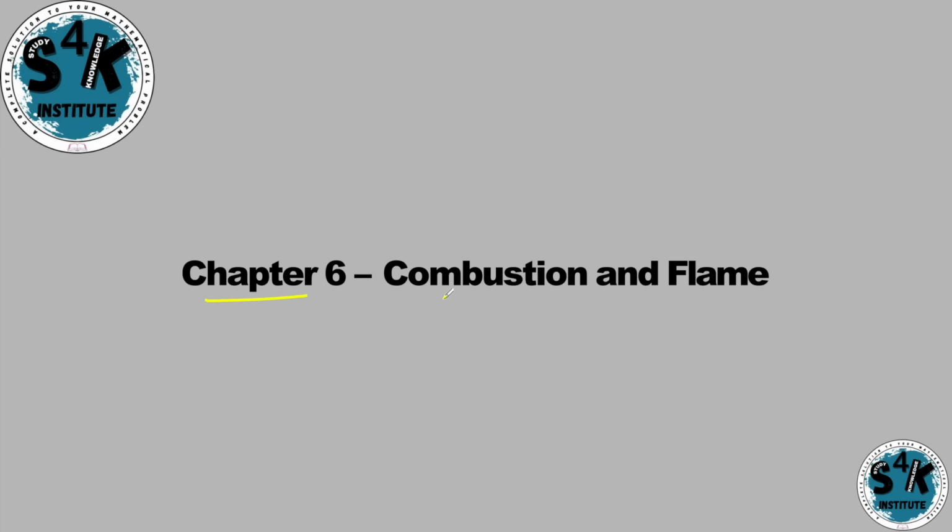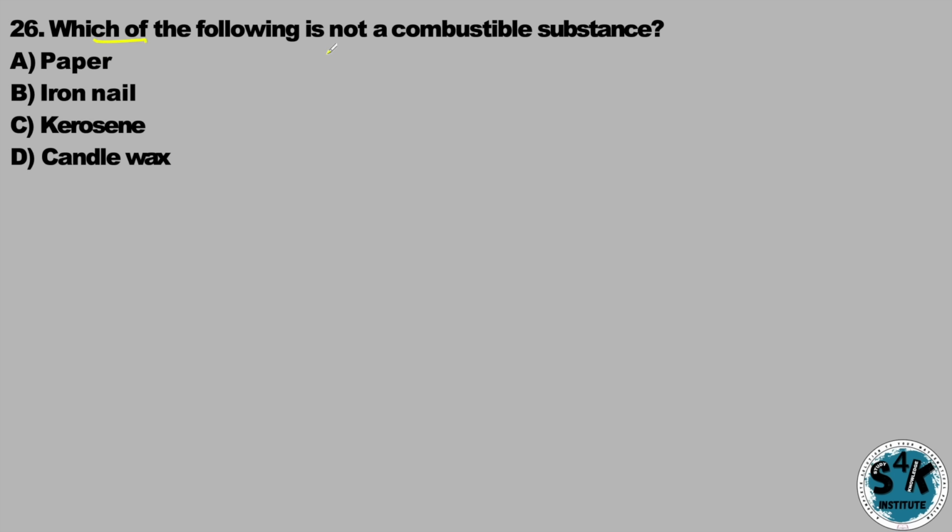Next chapter. Chapter 6, Combustion and Flame. Which of the following is not a combustible substance? So paper, you can burn. Kerosene, you can burn. Candle wax, yes, it can melt. But an iron nail, obviously it will not burn. Iron is not burning. So a combustible substance is something which catches fire. Iron is not the one.